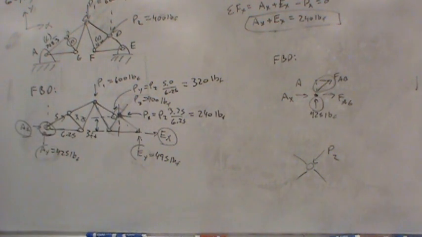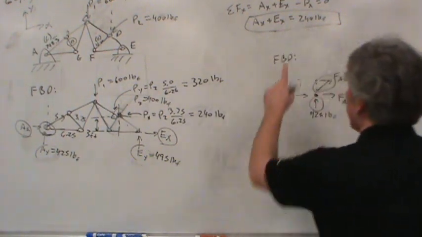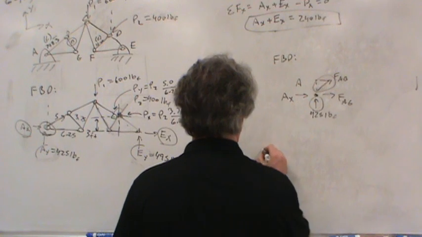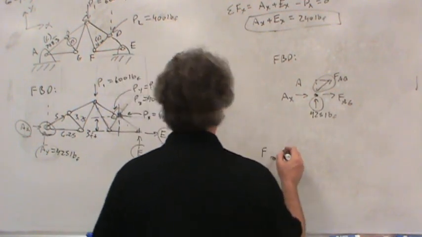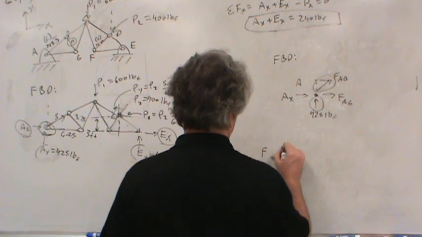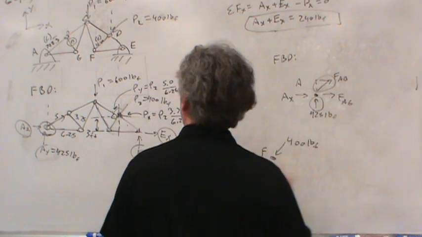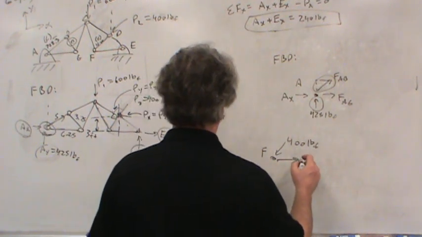Now that we've got that, could we go to point F? I think this is going to be the key for answering the question about AX and EX. If we move on to point F, we need a free body diagram. We know member DF is in compression, magnitude 400 pounds. FE we don't know anything about. We'll assume that it is in tension.